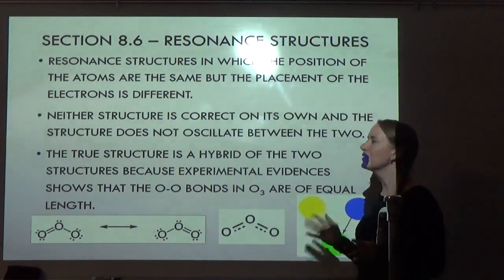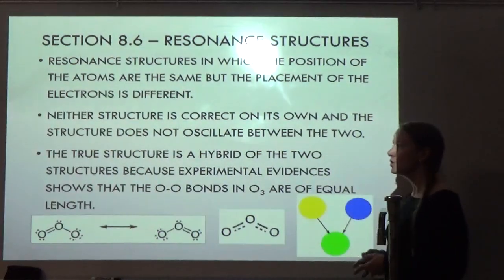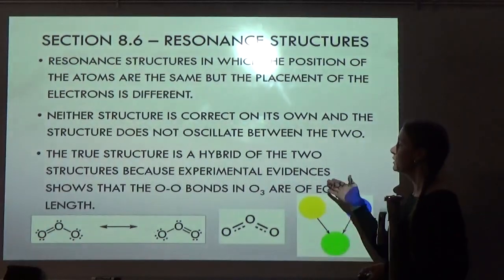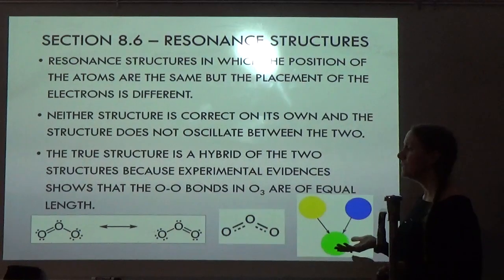So resonance is a little bit tricky to understand. The true structure is a hybrid of the two structures, or it could be more than two, it could be three, because experimental evidence shows that the O-O bonds in O3 are of equal length.